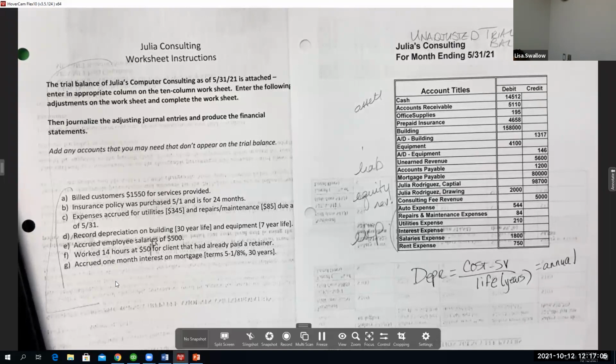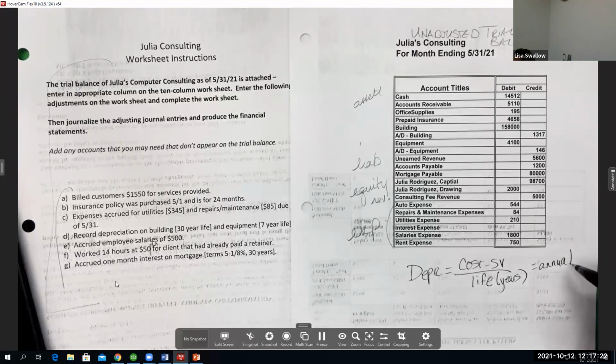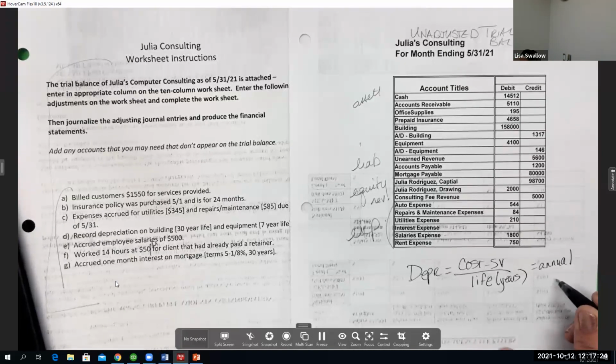Right, but so how often do I close my books? Well, just go ahead and get the annual number and then convert the annual to monthly. I'm so glad that works for you.